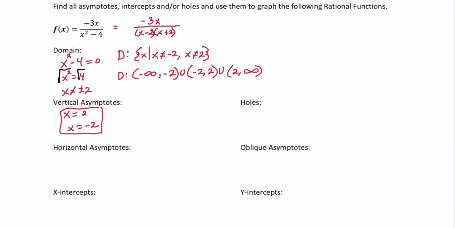To find holes in the graph, we question whether or not a factor reduced, and it did not, so we don't have any holes.